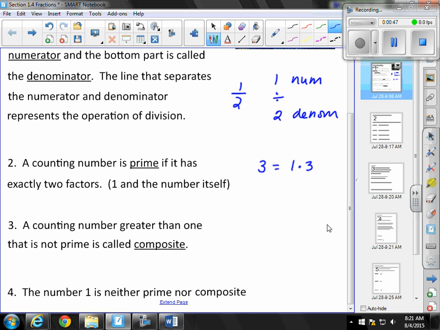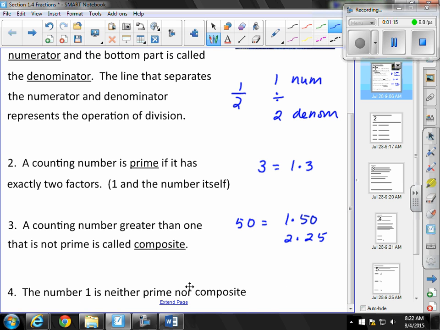A counting number greater than 1 that is not prime is called composite. For example, 50 is a composite number. 50 can be written as 1 times 50 or 2 times 25. And there are other ways of doing it as well, but all you have to do is prove that there is at least one other way where you can multiply 2 whole numbers to get the number you're looking at.